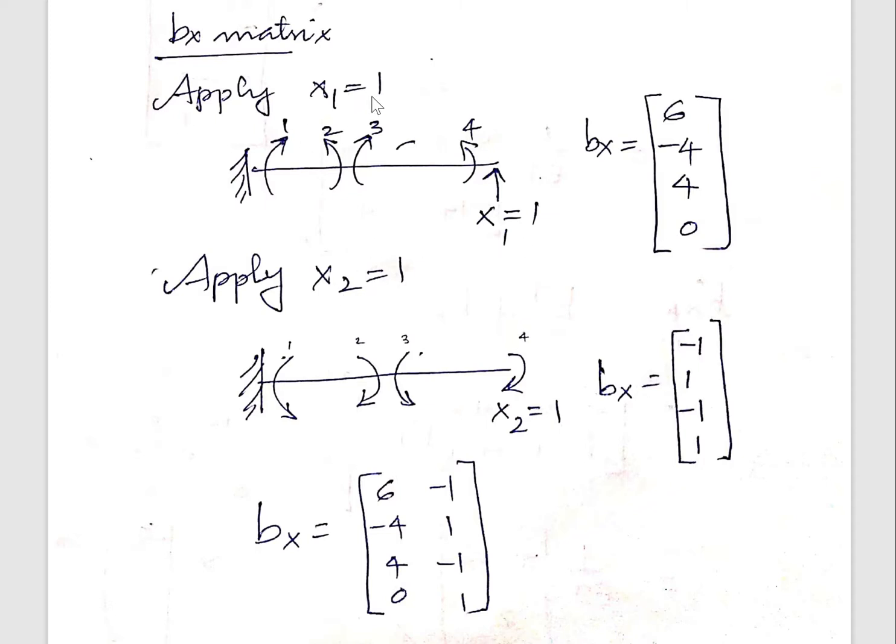So first apply x1 is equal to 1. Then mark the coordinates in the direction as shown. The first coordinate is 1 into 6, in the clockwise direction, so it is positive 6. The second coordinate is 1 into 4, and the direction is anti-clockwise, so it is minus 4. The third coordinate is again 1 into 4, in the clockwise direction, so it is 4. The fourth coordinate is 0.